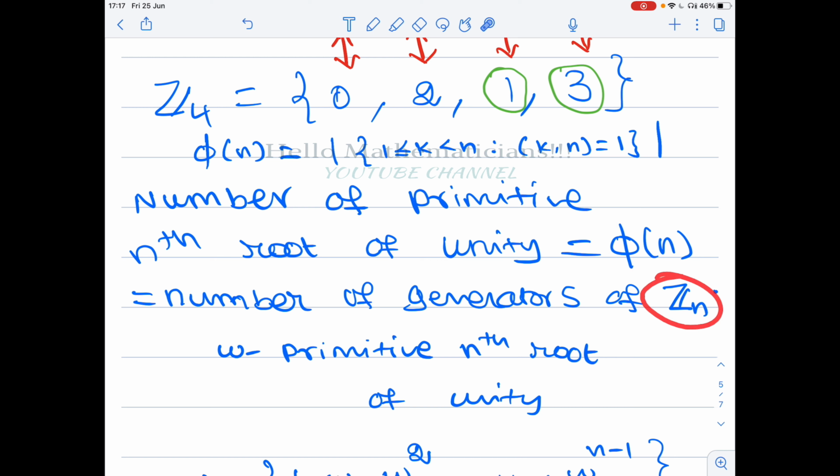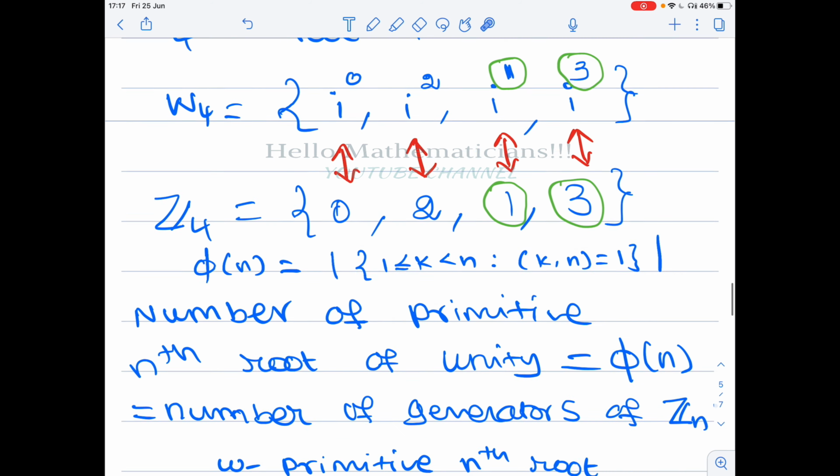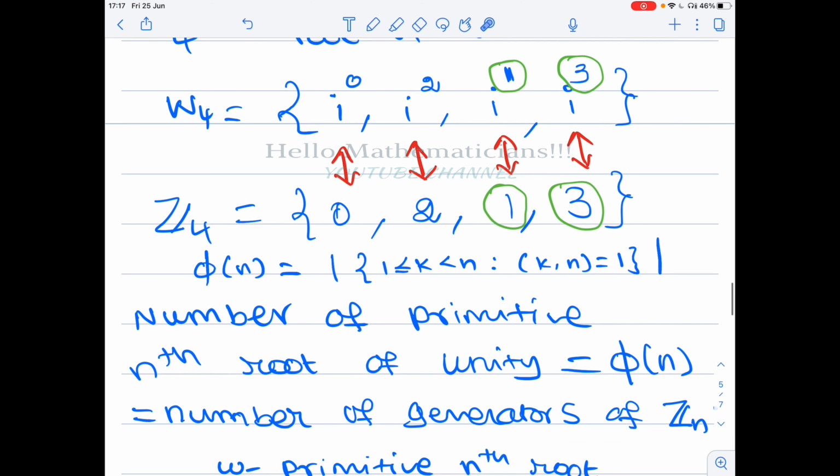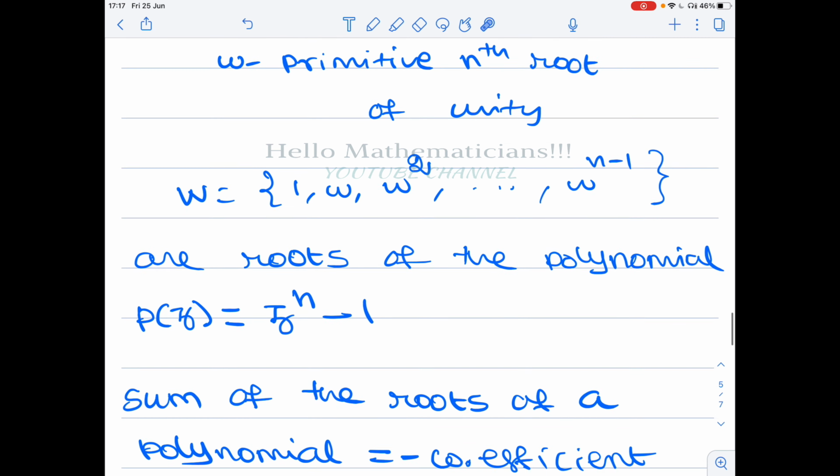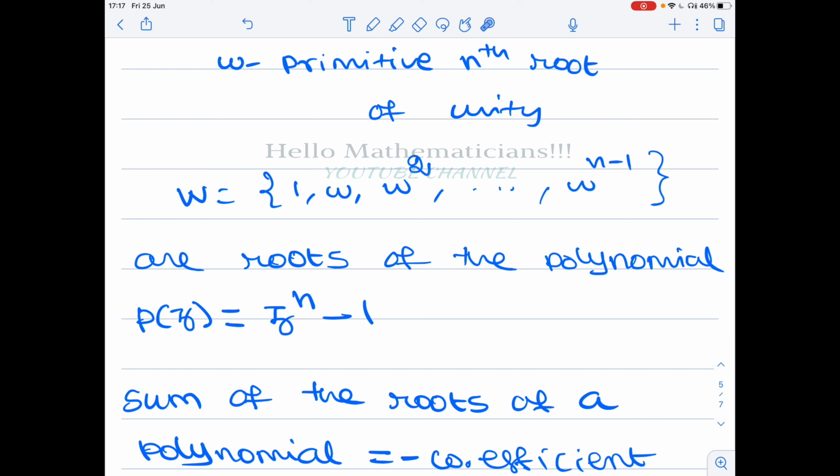Since Zn and Wn are isomorphic, the number of generators for Wn is also phi of n, where Wn is the set of all nth roots of unity. But the generators of Wn are precisely the primitive roots. Therefore, the number of primitive nth roots of unity is equal to phi of n. Okay, good. Now we know the number of primitive nth roots of unity.